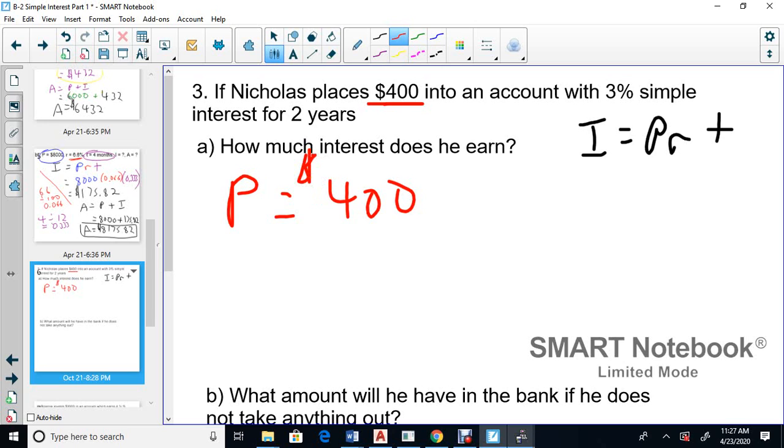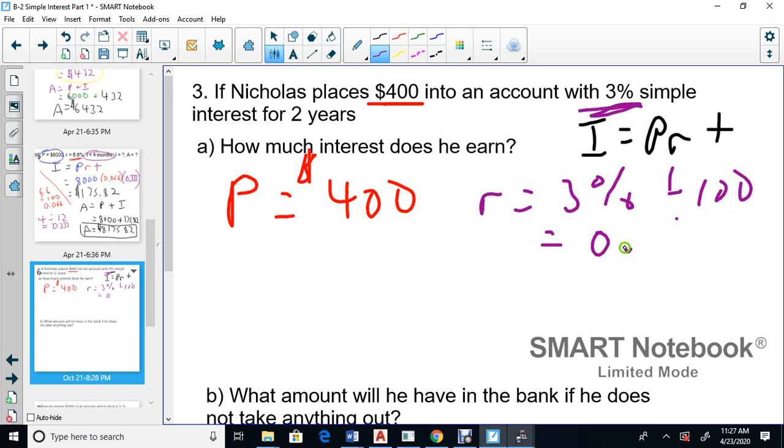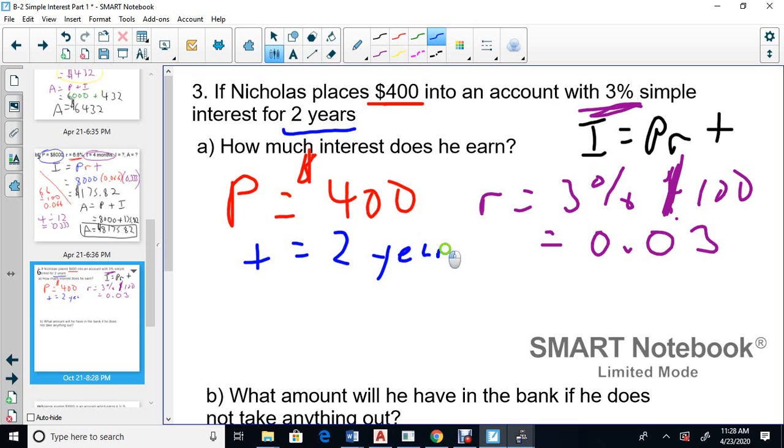Next, R. So we're going to go here. R is 3%, so it's our rate. Now we're going to convert that to a decimal. We're going to divide it by 100, so you get 0.03. Okay, last part is time. It's 2 years, so T is 2. I can put years. It's already in years, so we don't have to convert it.